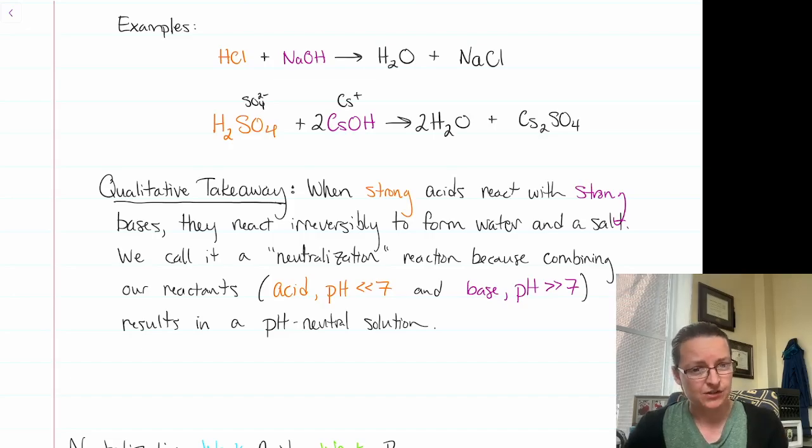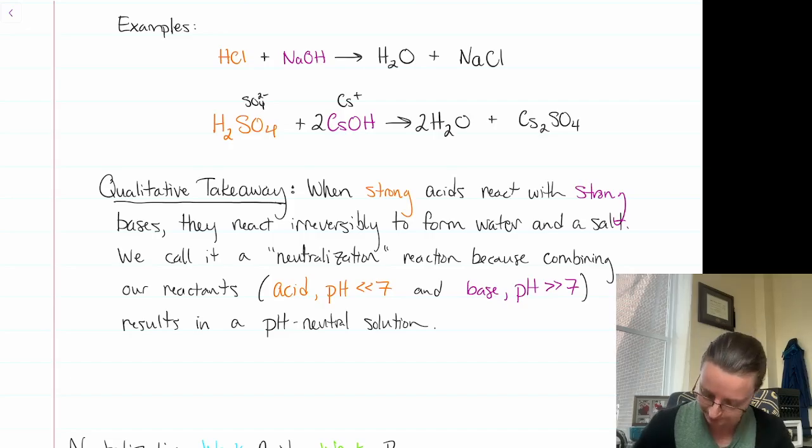When we react together a strong acid and a strong base, the salt and the water are just neutral compounds that don't have anything other than a pH of 7. And so we call it neutralization because these reactions result in a pH neutral solution.